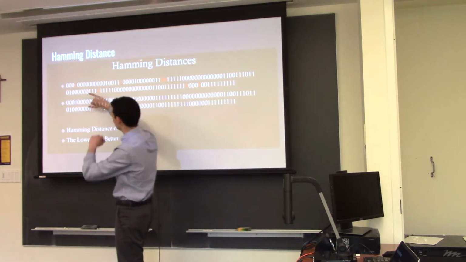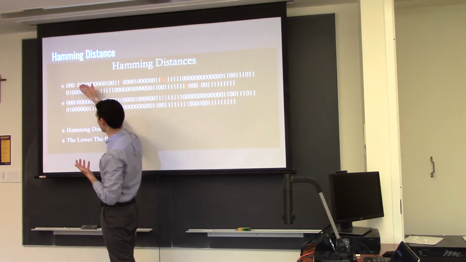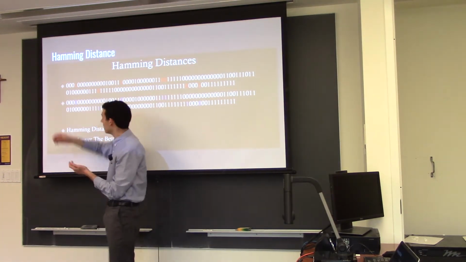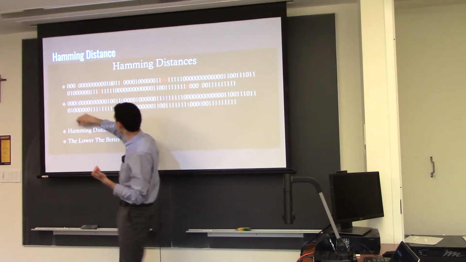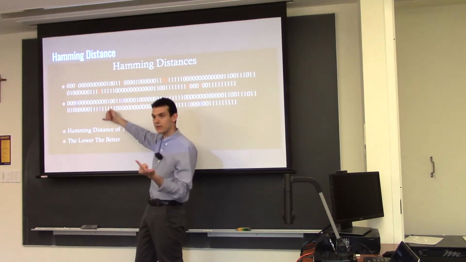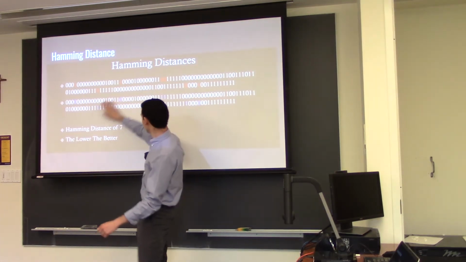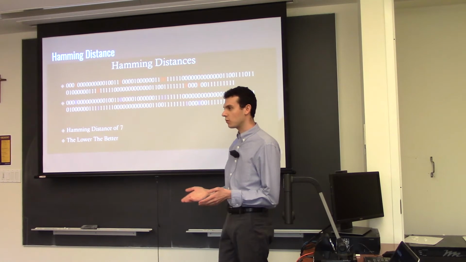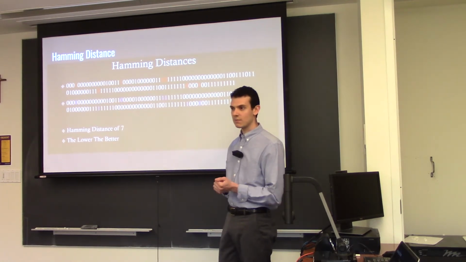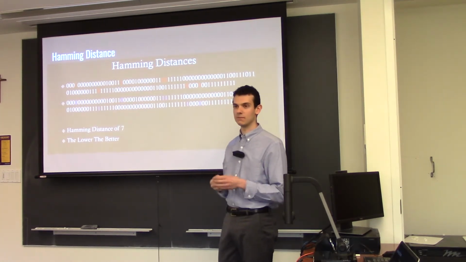So the Hamming distance is defined as the difference between 2 bit strings. So here, this is a 1, that's a 0. That would add 1 to the Hamming distance. That's a 0, that's a 1. That would add 2 to the Hamming distance. And so in this example, we have a Hamming distance of 7. What you want to shoot for is the lowest Hamming distance, because that means it has the greatest possibility of being a match.